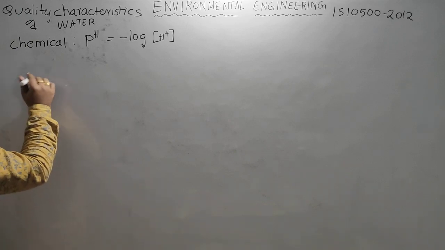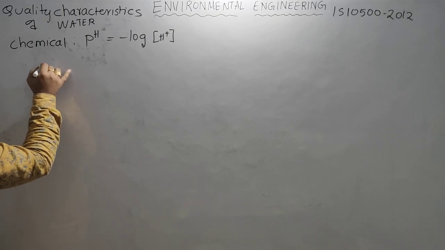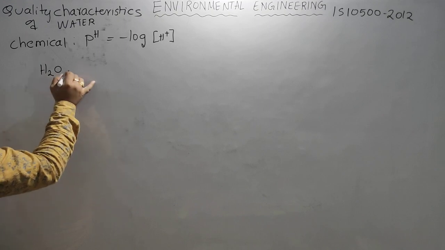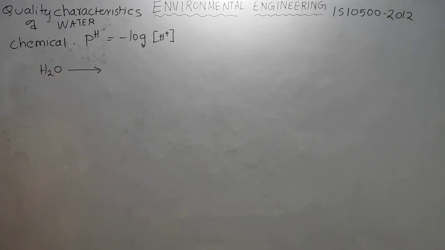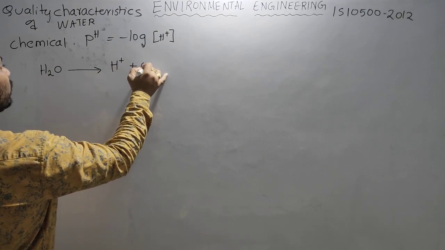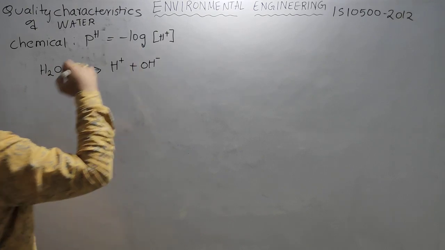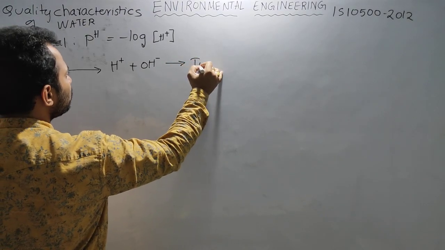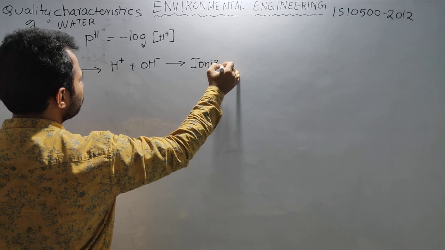So what is the pH here? When water ionizes, it will become H plus and OH minus ions. So upon ionization it will become H plus and OH minus.